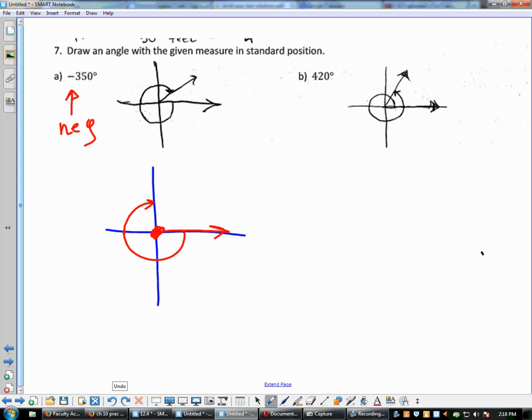This far would be negative 270. We need to go further than that. So I'm going to have to go almost all the way around. If I did go all the way around, that would be 360. That's too far. So here's our angle that represents negative 350.